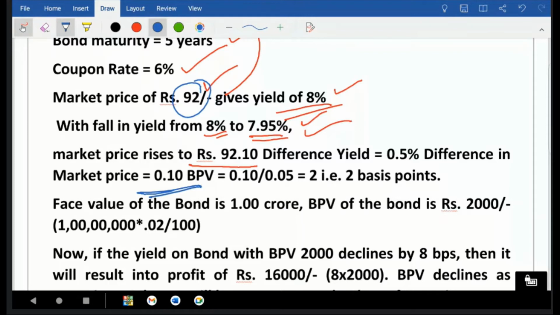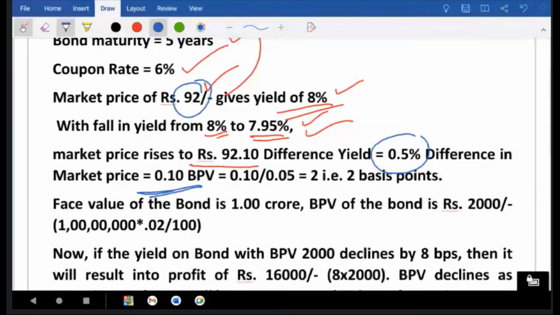But what is the difference in yield? You can see the difference in yield, 8 to 7.95, is 0.05%. Now the difference in market price is 0.10. So calculate the BPV. BPV is nothing but difference in market price divided by difference in yield.